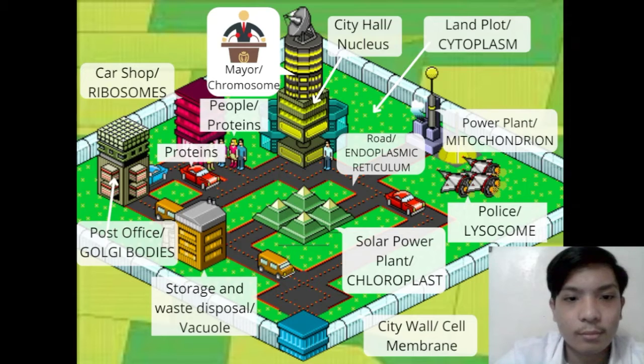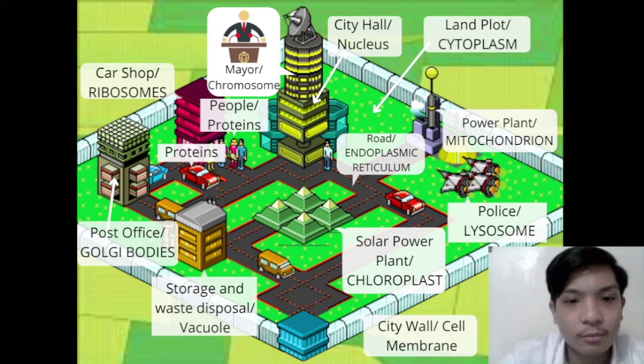Next is the power plant. It is where the city gets its power so that it can function properly. Just like how the mitochondria produce ATP energy molecules to power the cell.